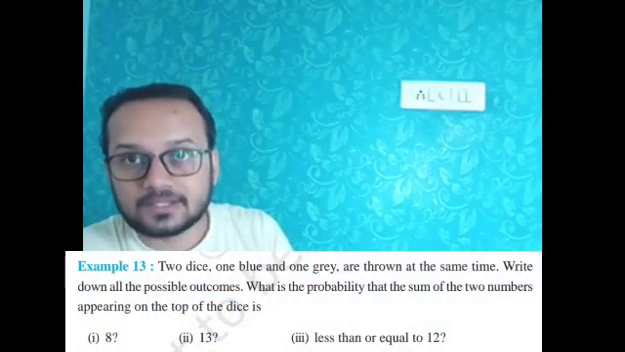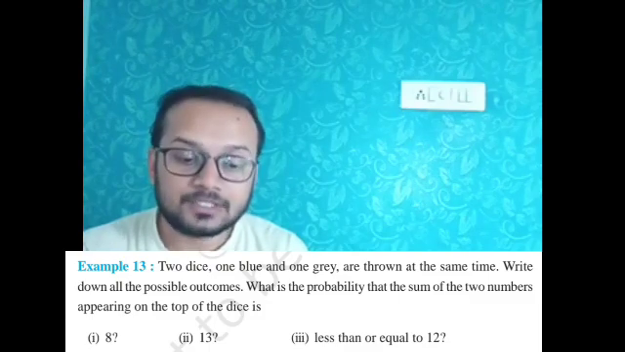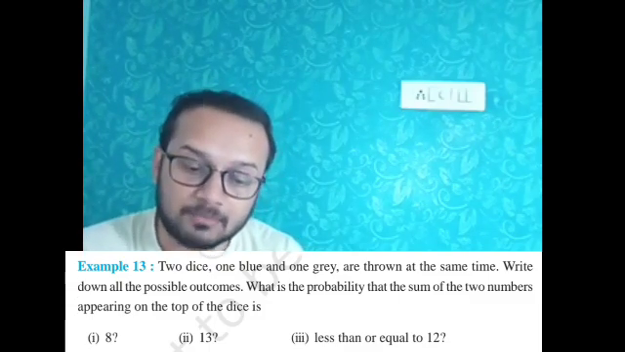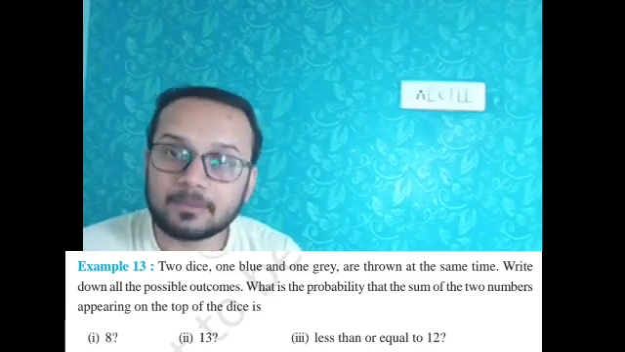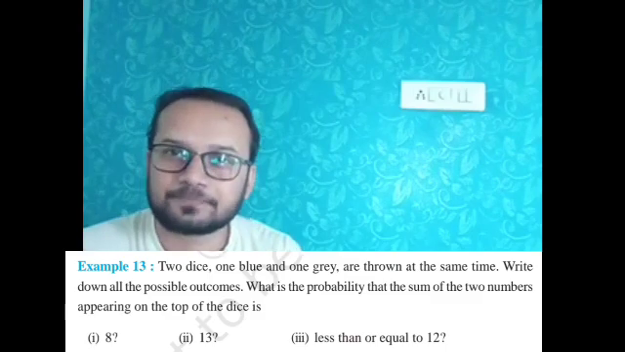Here we are going to take one example, that is example number 13. The question is, two dice, one blue and one gray, are thrown at random. Write down all the possible outcomes and what is the probability that the sum of the two numbers appearing on the top of the dice is as given in the question.